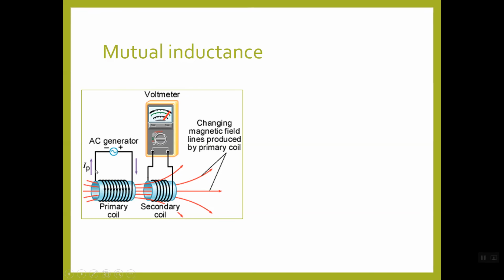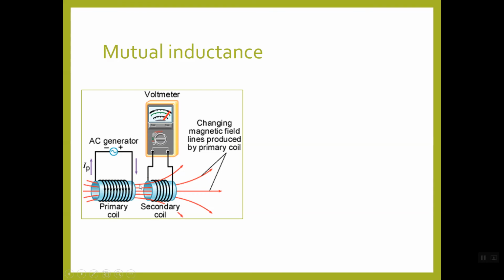So current is going to be flowing through this coil and producing a magnetic field. We know from past chapters we were able to find the magnetic field created by a solenoid. But since it's an AC generator, the current is going to be going back and forth, so the magnetic field also will be switching directions. So we have created a changing magnetic field created by the changing current going through this primary coil. Therefore, there's going to be a changing magnetic field.